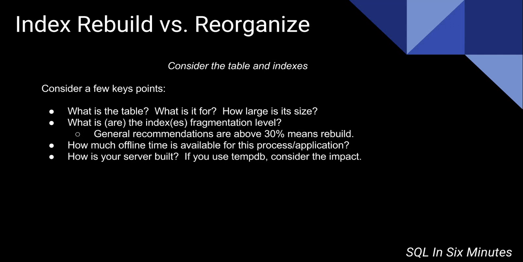Another question to consider is how much offline time is available for this process and or application. Remember the example I gave at the beginning, where 1,000,000 records come in a second and 1,000,000 records leave a second. If that is constantly happening throughout the day and night, at every point of every day, then offline time is not going to be available, right? And would rebuilding or creating an index really even benefit a table which has that much data turnover that quickly?